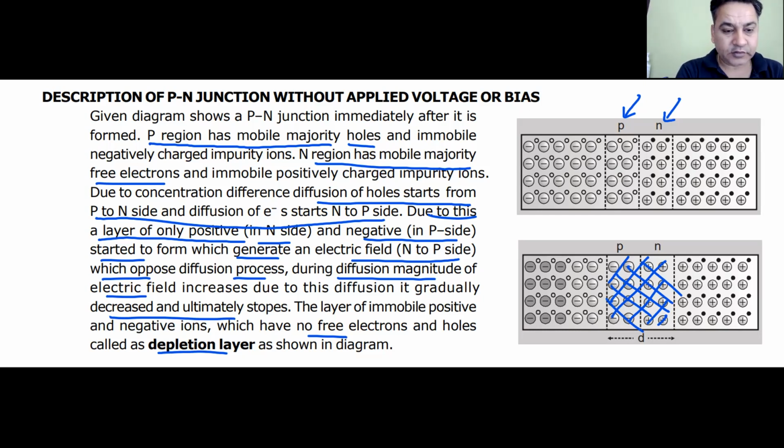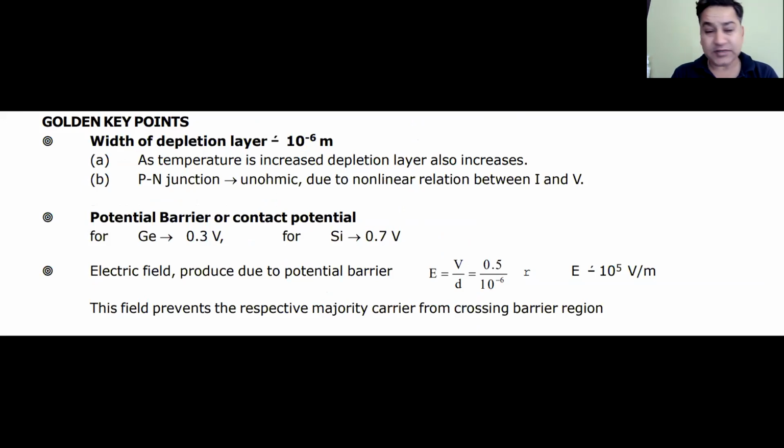Okay, sir. So now, these are the important points that you must remember about this depletion layer. Questions based on this will come directly. The width of this depletion layer, we have shown it very big, but the range of this is 10 raised to the power minus 6 meters. No one is going to ask you this range probably. But what they can ask you is, what will happen if the temperature increases? So remember this point. If the temperature is increased, the depletion layer also increases. The reason is very simple. When the temperature increases, more holes will move from p-type to n-type and more electrons will move from n-type to p-type. Do we understand this? Because they have more energy and therefore the depletion layer will increase. Do we understand this?